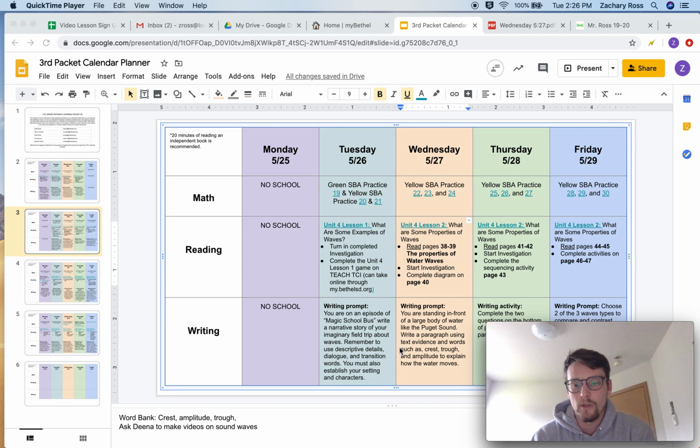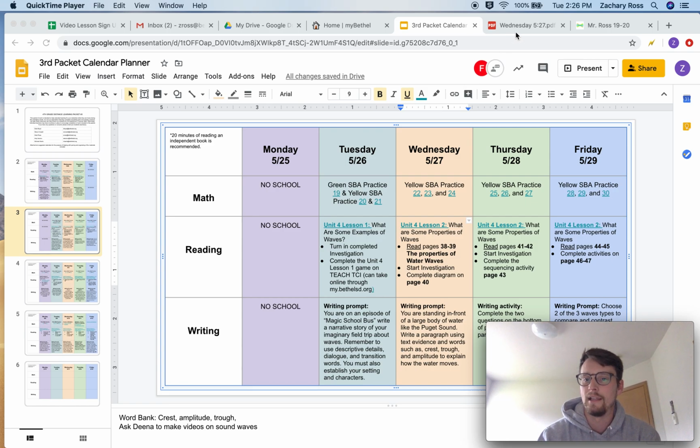I'll read the writing prompt real quick, but I'll come back to it at the end. You are standing in front of a large body of water like the Puget Sound. Write a paragraph using text evidence and words such as crest, trough, and amplitude to explain how the water moves.